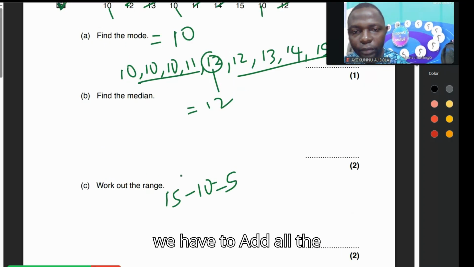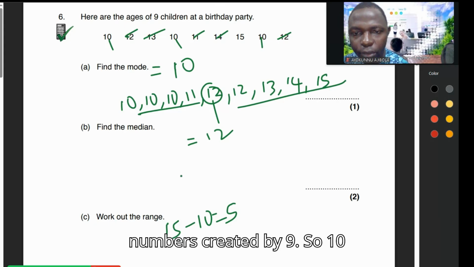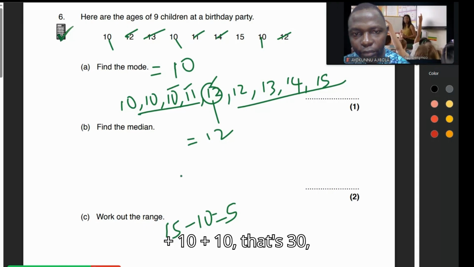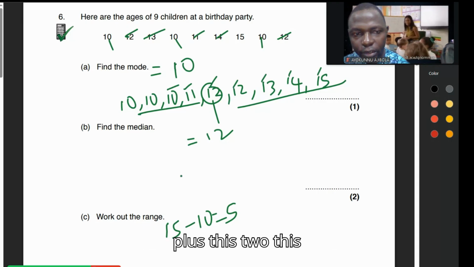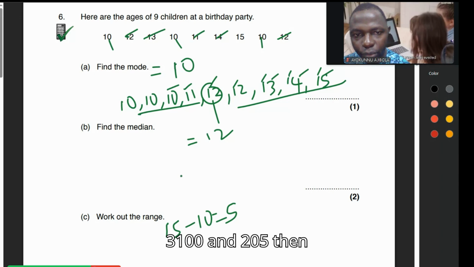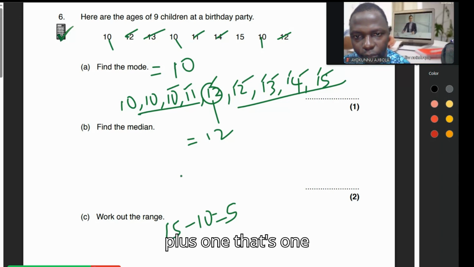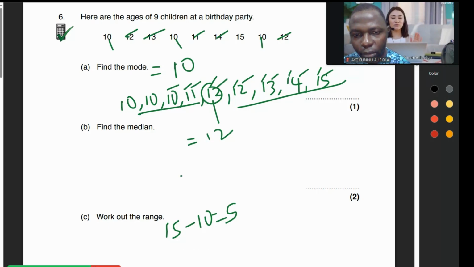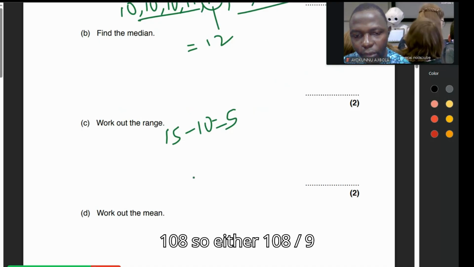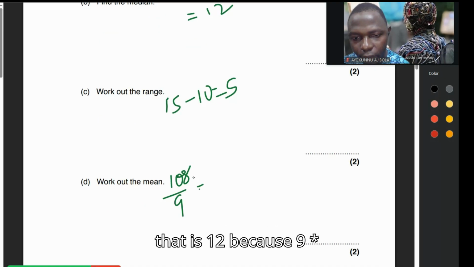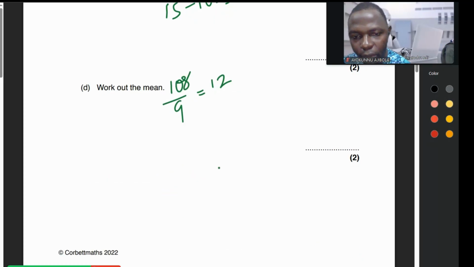Look at the mean. We have to add all the numbers together and divide by 9. So 10 plus 10 plus 10, that's 30. Let's say 40, 50, 60, 70, 80, 90. 90 plus this one, that's 99. Plus 3, 102, 105. Then plus 1, that's 106, and plus 2 here, 108. So I got 108 divided by 9. And that is 12, because 9 times 12 is 108.